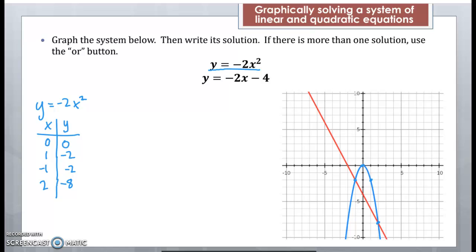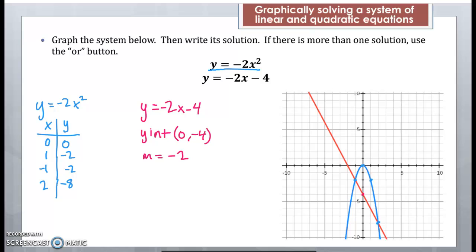Now, y equals negative 2x minus 4 is the line with the y-intercept at 0, negative 4, and then a slope of negative 2. So I'm going to be at negative 4 and then go down 2 over 1. So that's just a quick review of where these graphs come from.